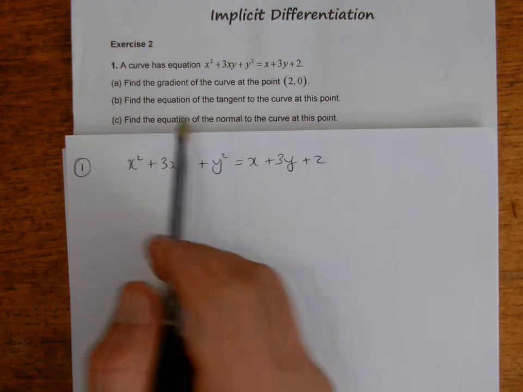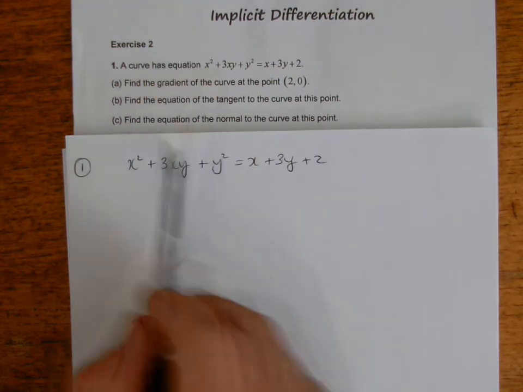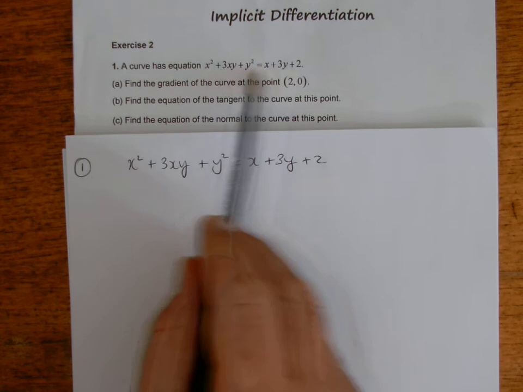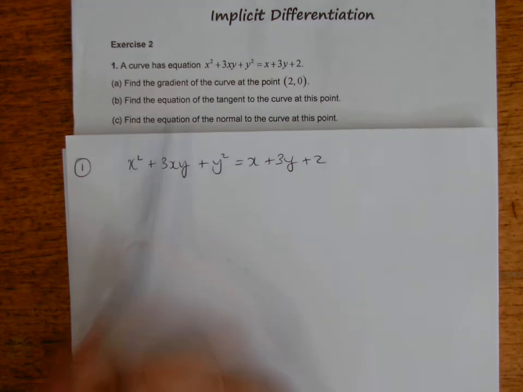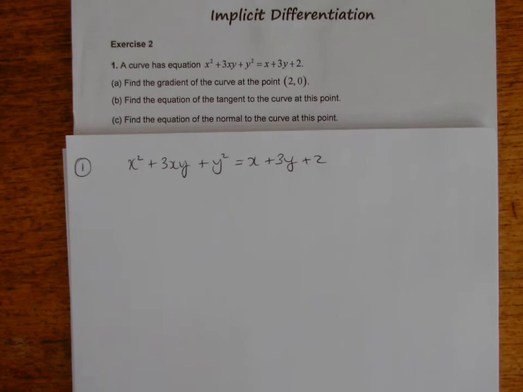Okay, implicit differentiation. So we've got here a curve with this equation, right? So obviously it's an implicit equation. And we're asked in part A to find the gradient. So remember the gradient now is the sort of slope of the curve. So we need to differentiate. We need to find dy/dx.